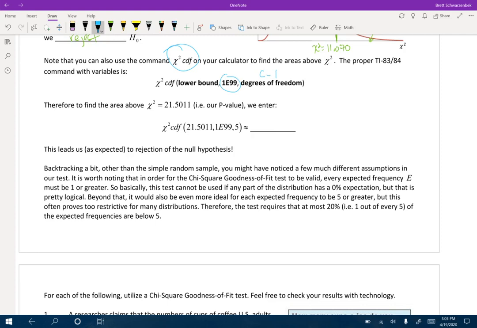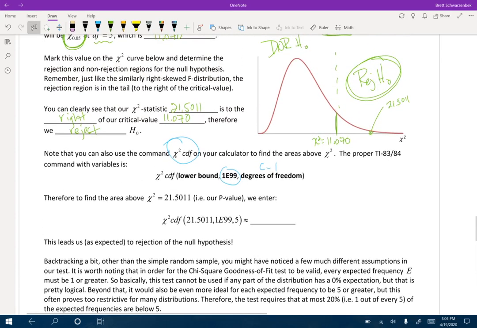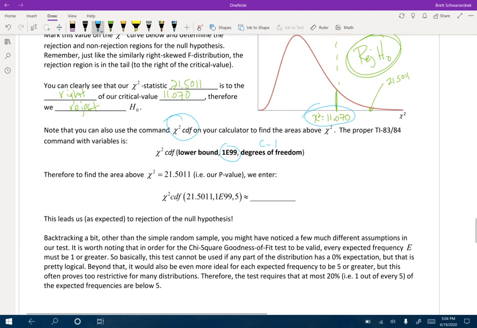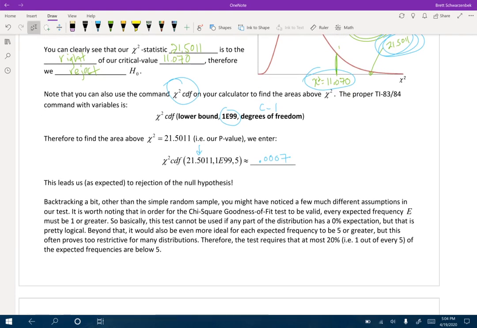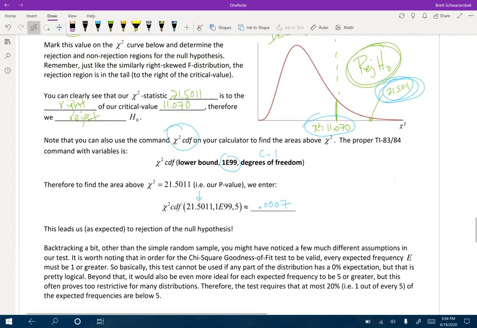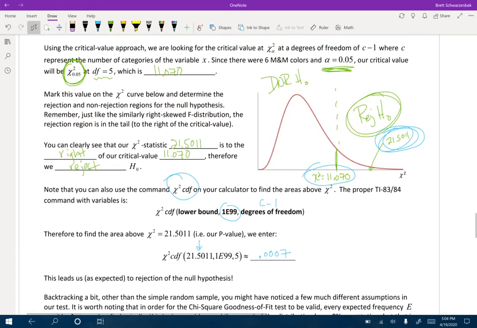So what is our example? We would do chi-squared CDF. Remember, the critical value has nothing to do with CDF. That's just a cutoff, only used for the critical value test. Instead, we would take our test statistic and put it first. Then we would do 1E99 and then the 5 degrees of freedom for our test, and we would get a p-value of 0.0007, which is clearly less than alpha, which would lead to our rejection of our null hypothesis once again. So just like we've seen before, this is the same type of test that we run.